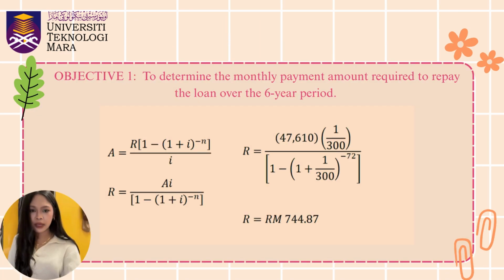Objective 1. To determine the monthly payment amount required to repay the loan over the 6-year period. A equals R times (1 minus (1 plus I) to the power of negative n) over I. R equals AI over (1 minus (1 plus I) to the power of negative n). R equals 47,610 times (1 over 300) divided by (1 minus (1 plus 1 over 300) to the power of negative 72). R equals RM744.87.